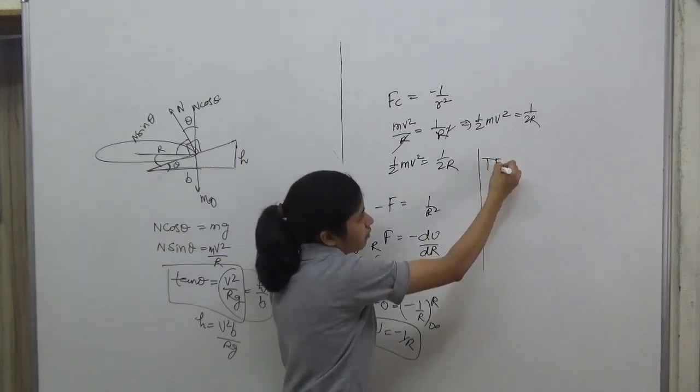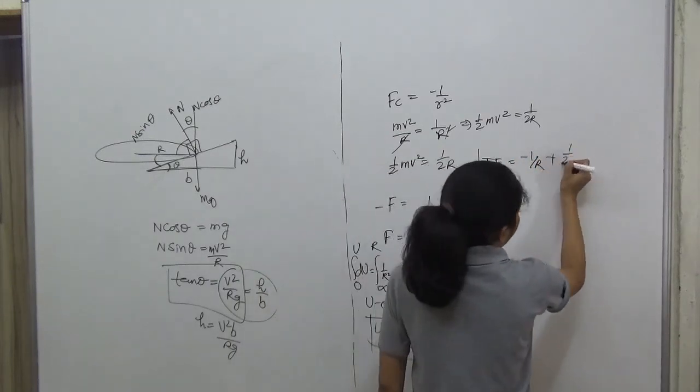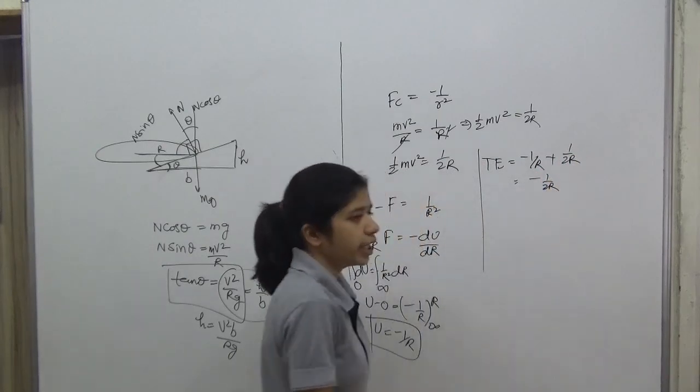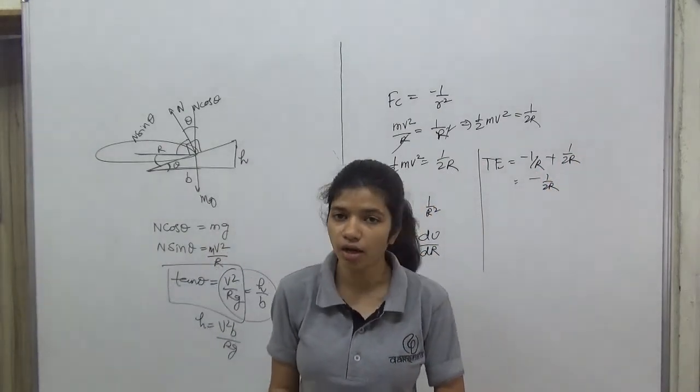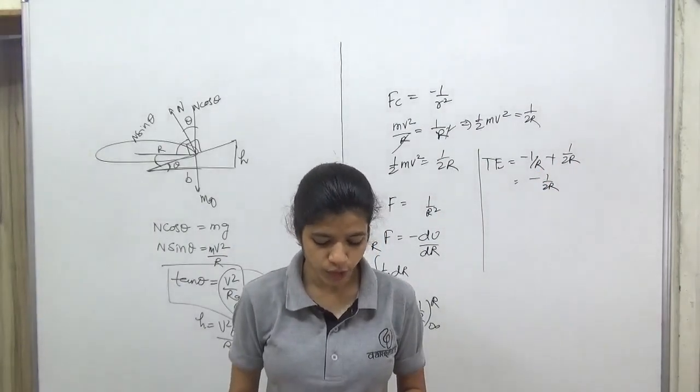So the total energy will be minus 1 by r, which is the potential energy, plus the kinetic energy, half r. So from here we have minus half r. So the total energy of the particle will be minus half r. So the answer will be the first option for question number F4.